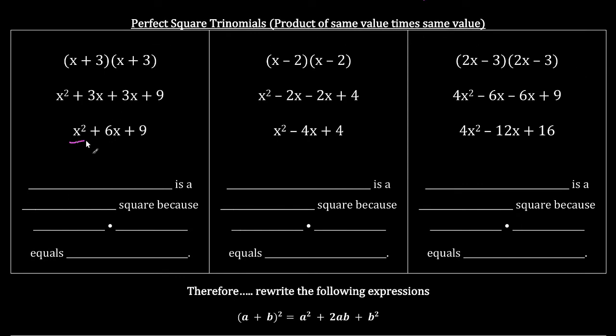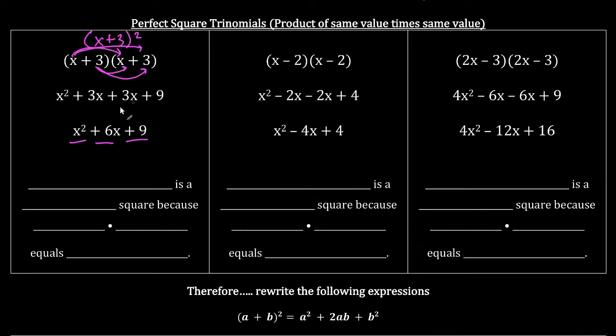Now remember, this is a trinomial because it has three terms, right? So we get there by doing x plus 3 squared. So x plus 3 times x plus 3. X times x is x squared. X times 3 is 3x. 3 times x is 3x. 3 times 3 is 9.